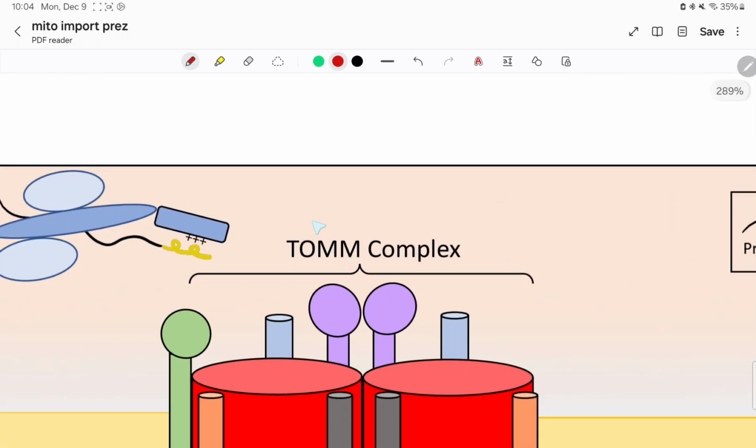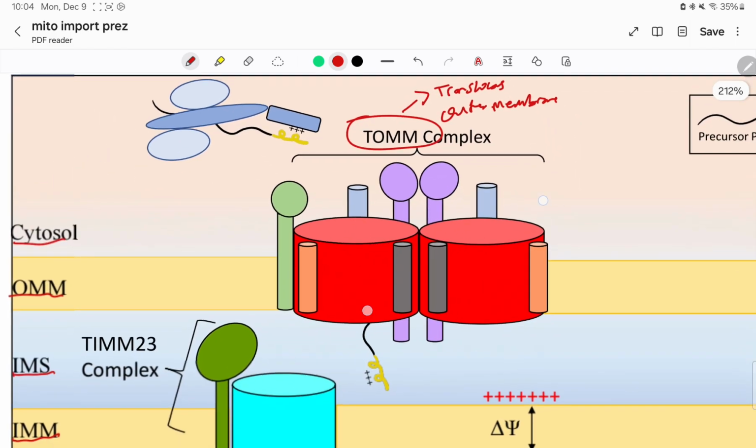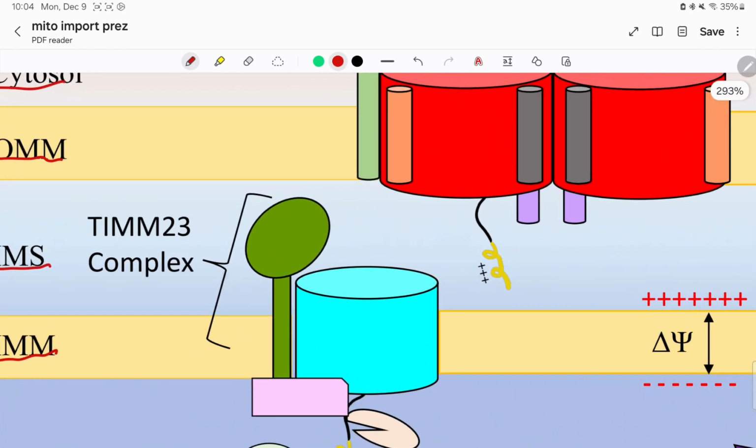First things first being TOM. What is TOM? Remember I said it stands for translocase of the outer mitochondrial membrane? Well, there's also a TIM complex. It stands for translocase, you guys guessed it, of the inner membrane or mitochondrial membrane, whichever you prefer.